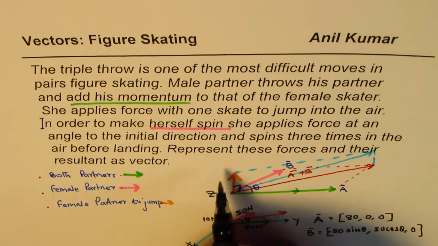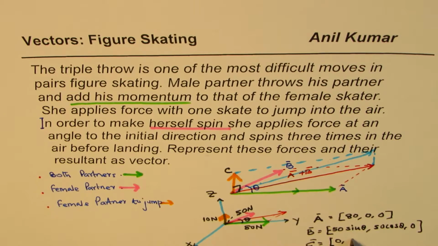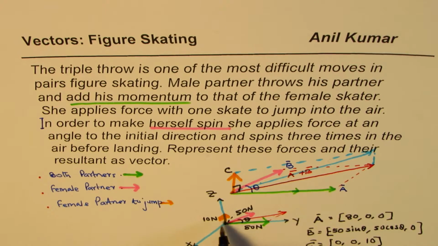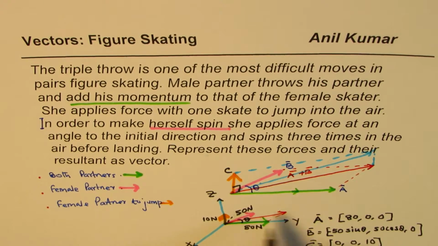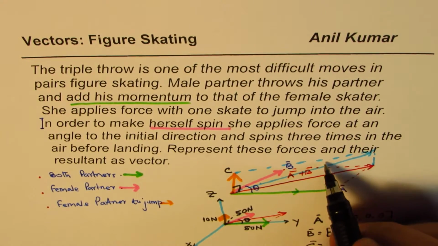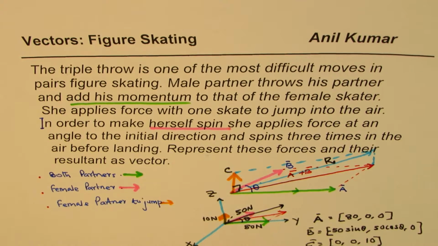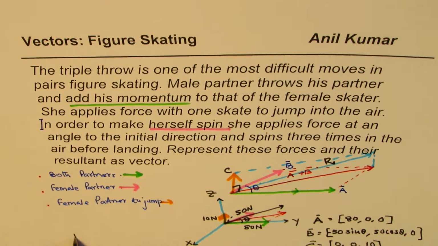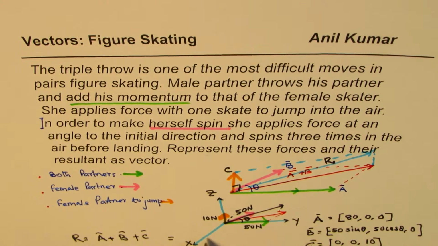And for the other force, let me call that C. C could be treated as 0, 0, and 10, as it is a jump which is upwards. So when you combine all this, the net resultant, let me call that capital R, which is basically here in the air, is the sum of all of these. So let me write R equals A plus B plus C.